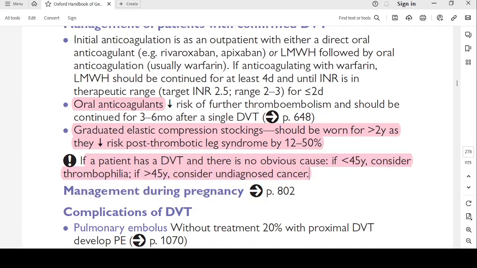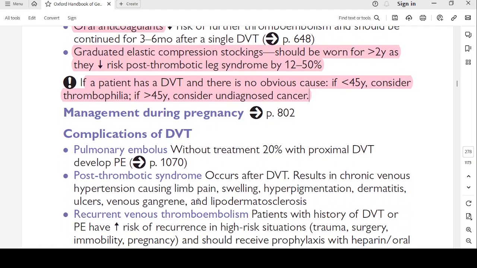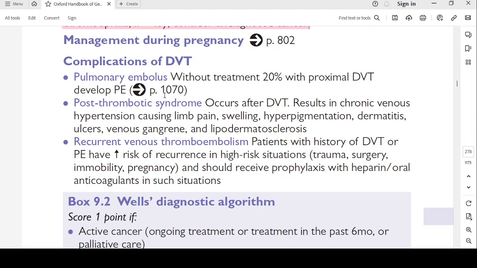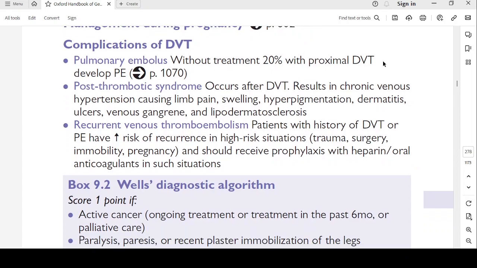Okay. Management during pregnancy, 802. Complications of DVT: pulmonary embolus. Without treatment, 20% of people with proximal DVT develop pulmonary embolism. Post-thrombotic syndrome occurs after a DVT. It results in chronic venous hypertension causing limping, swelling, hyperpigmentation, dermatitis, ulcers, venous gangrene and lipodermatosclerosis.